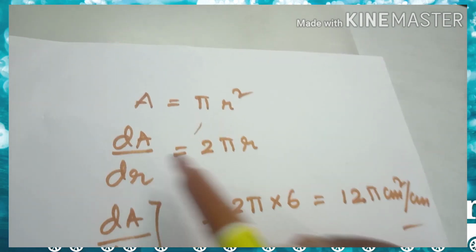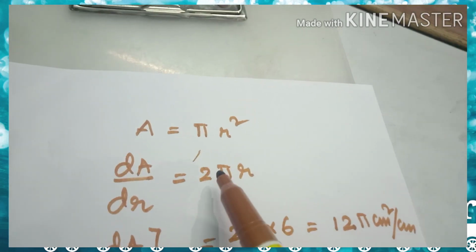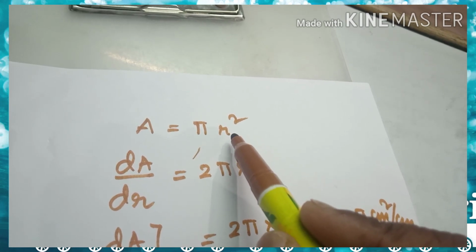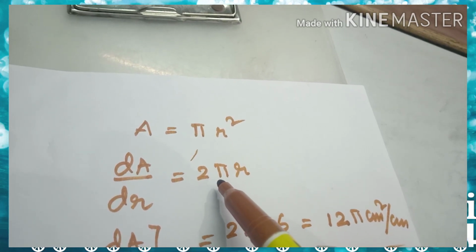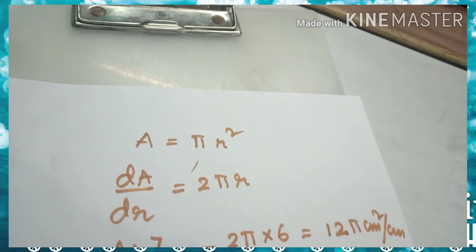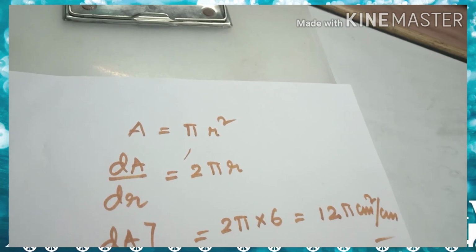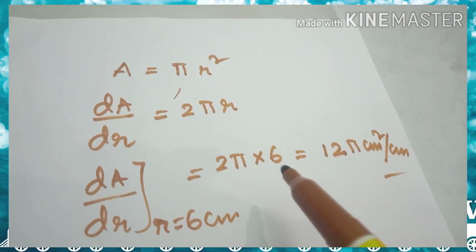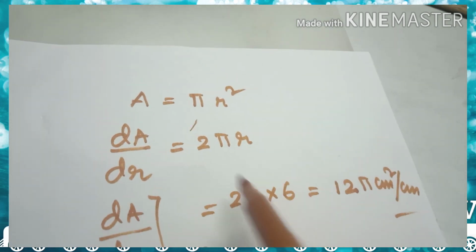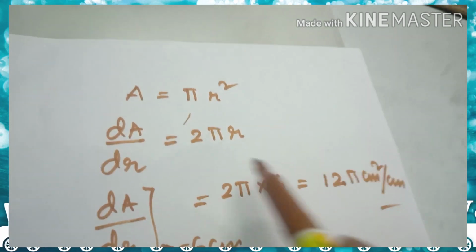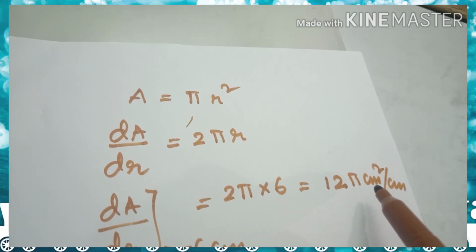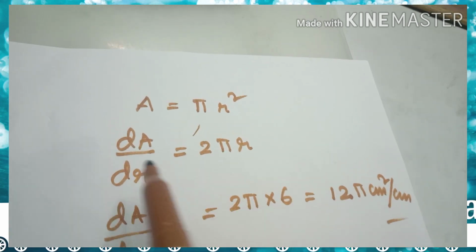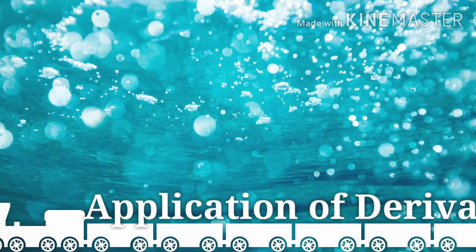Now change of area means dA by dr. That will be, you have to find out the derivative of pi r square. Pi is a constant, so derivative of r square with respect to r is 2r. Now we have to find out actually the derivative at r is equal to 6 centimeters. So we just place the value of r is equal to 6 in this derivative. So we get 12 pi centimeter square per centimeter. So this is the rate of change of area with respect to the radius.